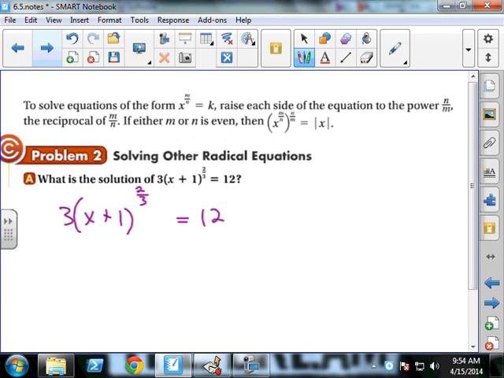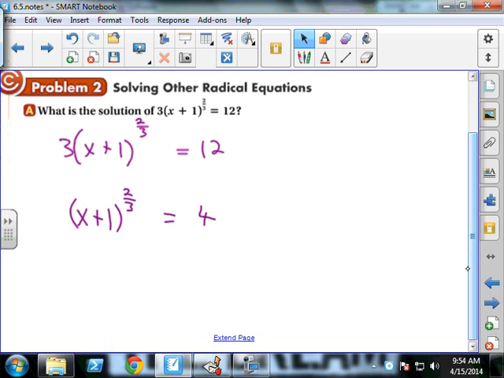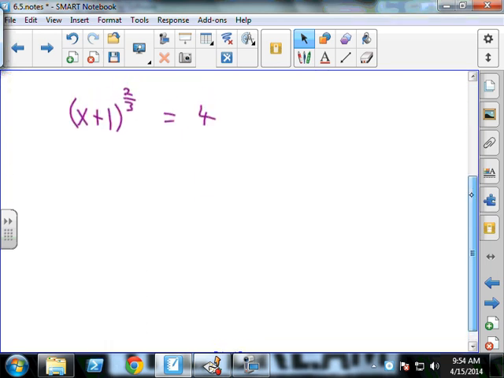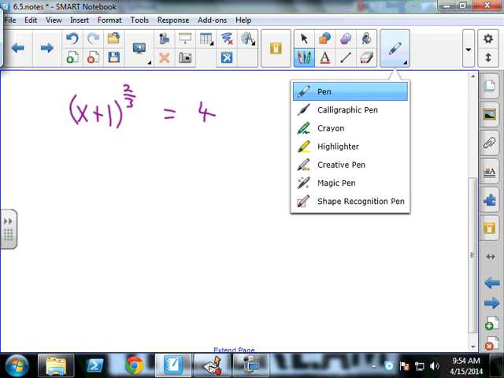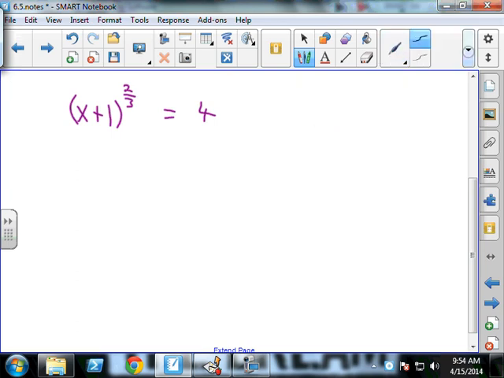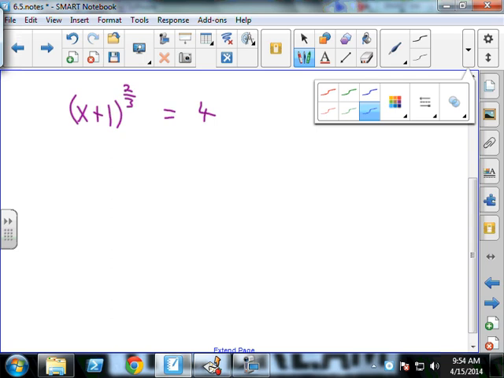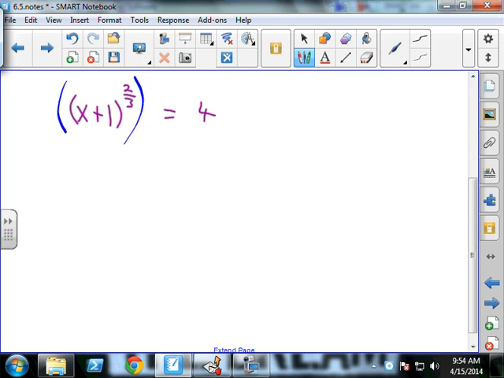So I'm going to divide by 3 before I do anything else. That's going to leave me with x plus 1, the quantity, to the 2/3 power, and that's going to equal 4. Okay, all I did was a little bit of housekeeping. So now, if I want to get the quantity x plus 1 to the first power, what I need to do is exponentiate this. In other words, raise it to a power. And the power that I need to raise it to needs to make that power 1.